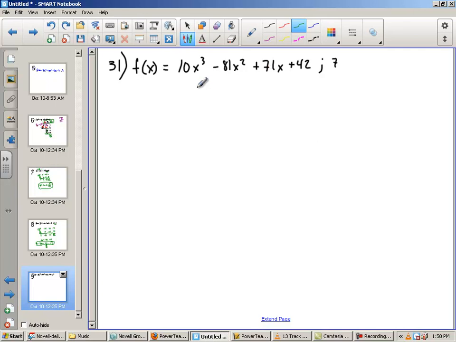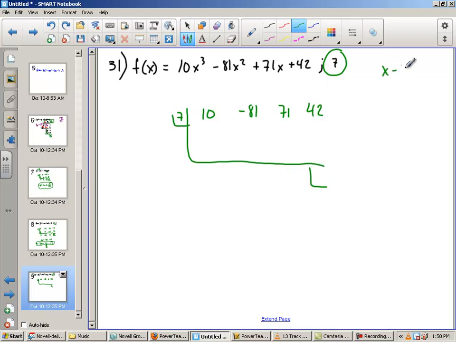The last one we're going to look at is 31. Same idea, just small differences. I'd have 10, negative 81, 71, and 42. And instead of trying to change something, there's no x over here, so the number I'll use is just plain 7. That would have come out of something like x minus 7. And I say, oh, it's positive 7, and that's where I'll use this. I bring the 10 down, that makes 70. This is negative 11, that'd be negative 77. That'd be negative 6, negative 42, and 0.